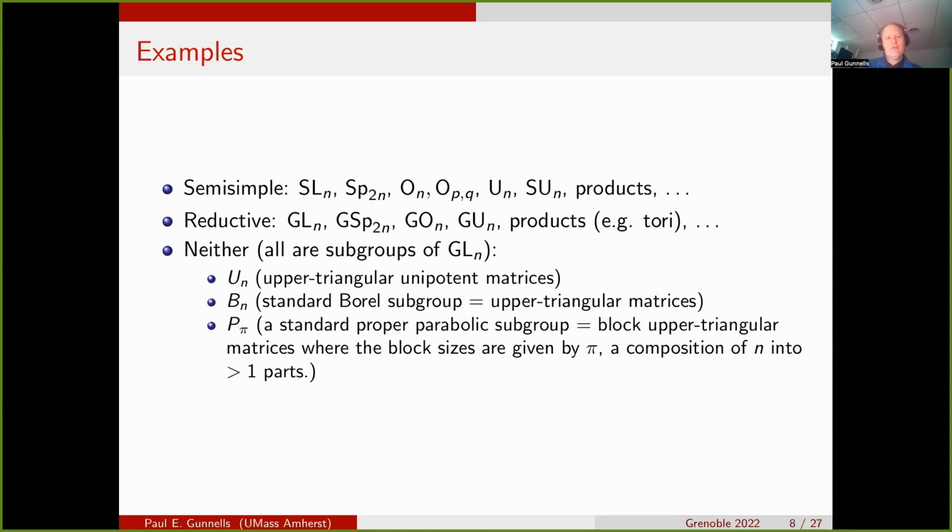Okay, now what about, those are all examples of those two. What about things that are not? I mean, just because you have these two doesn't mean you're not going to have these other things. These show up all the time in part of the structure. So these are all just going to be thought of as subgroups of GLN.